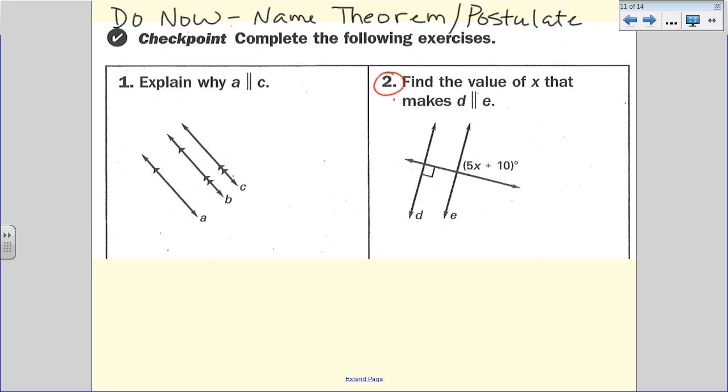Okay? For number 2, we're going to do that. What value of x would make lines DE parallel? In order to be parallel, that means these have to be perpendicular to the same line. So that means I want 5x plus 10 to equal 90 degrees, because if one angle is 90 degrees, that means all 4 of them around here should be 90 degrees. So I'm going to take 5x plus 10 and set it equal to 90. 5x is equal to 80 when I subtract the 10. And when I divide by 5, I get x is equal to 16.